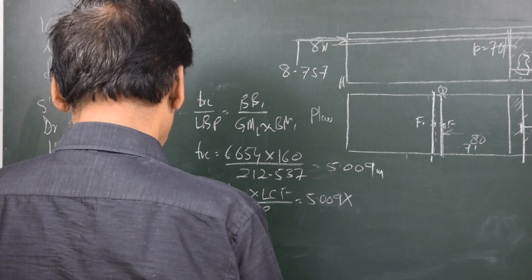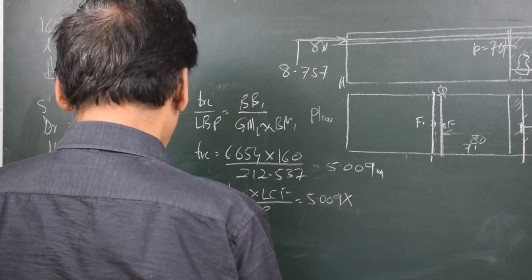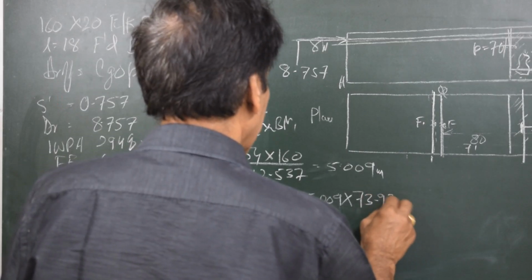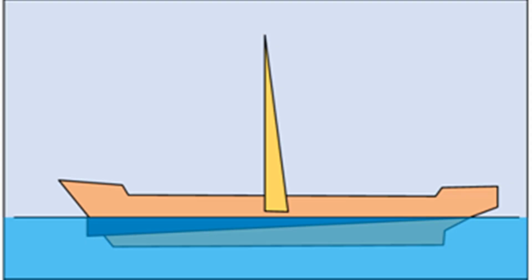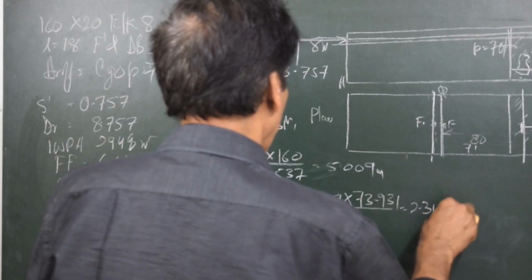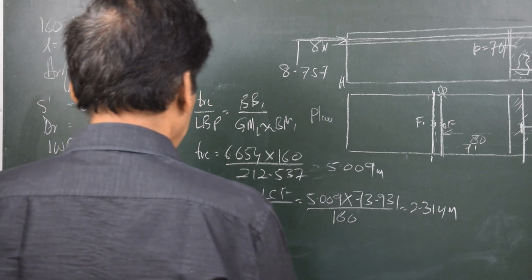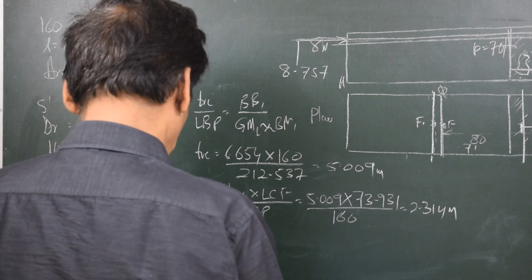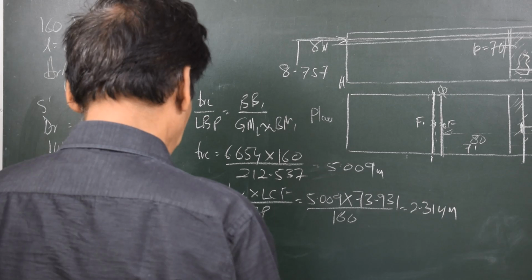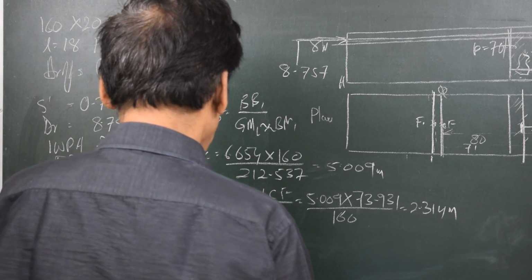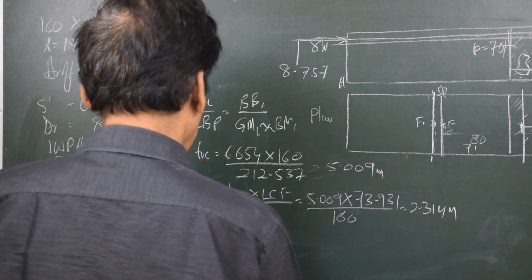80 minus 6.069 gives me 73.931. 73.931 divided by LBP 160, so I get 2.314. 2.314 meters is the TRA, and TRF is equal to TRC minus TRA, 5.009 minus 2.314, that is 2.695.